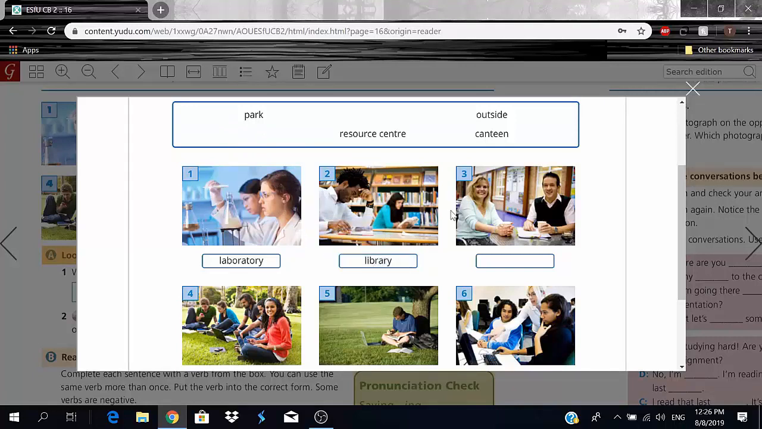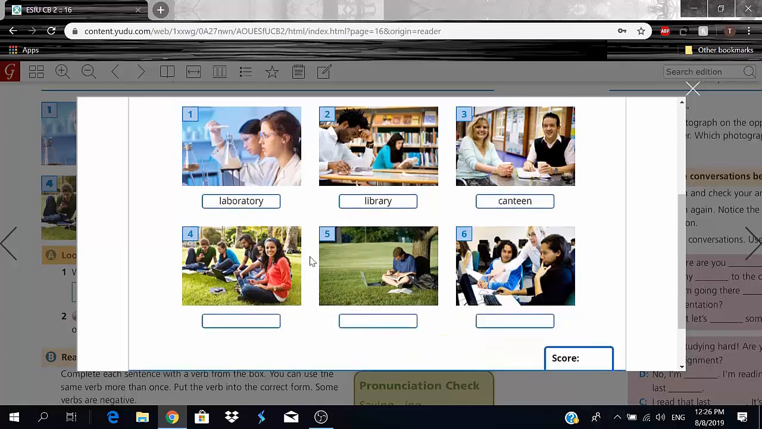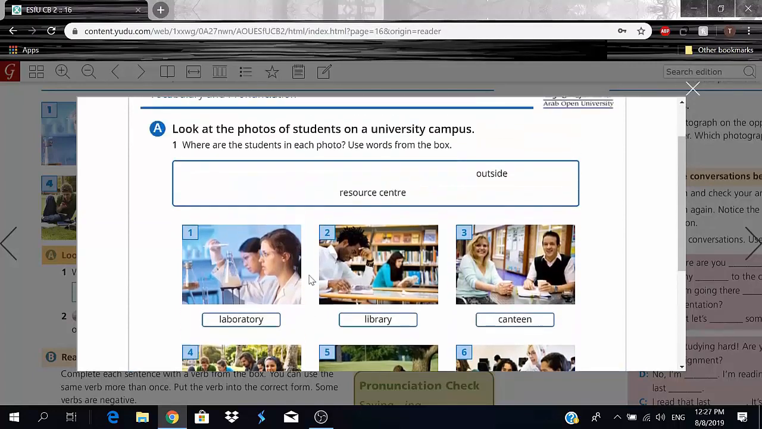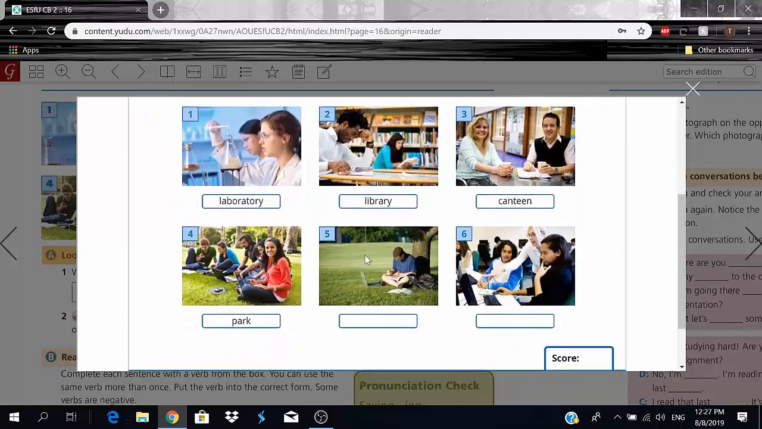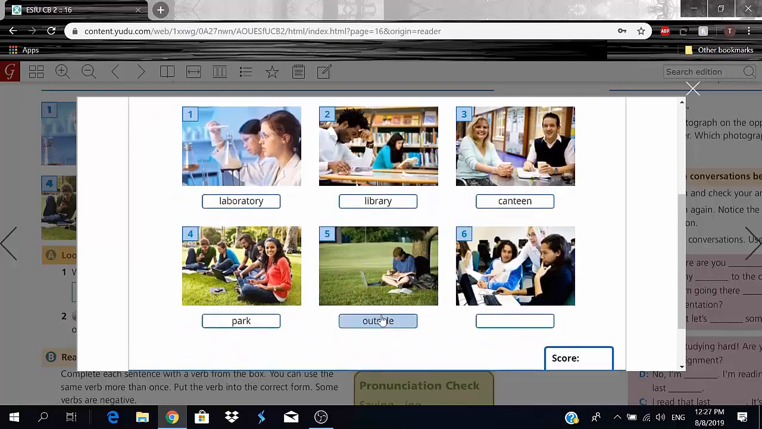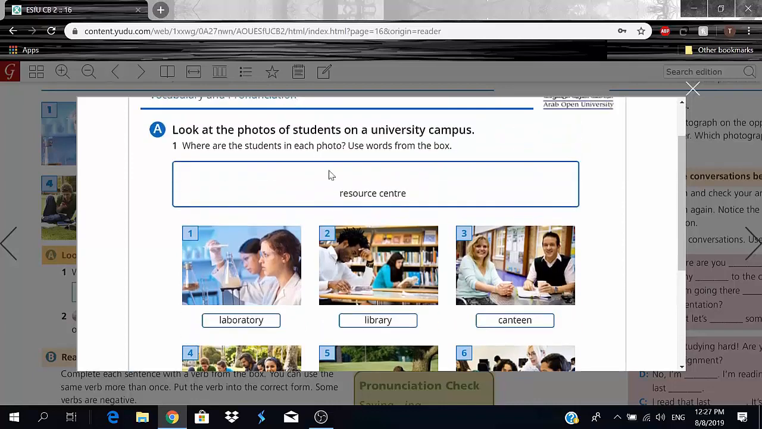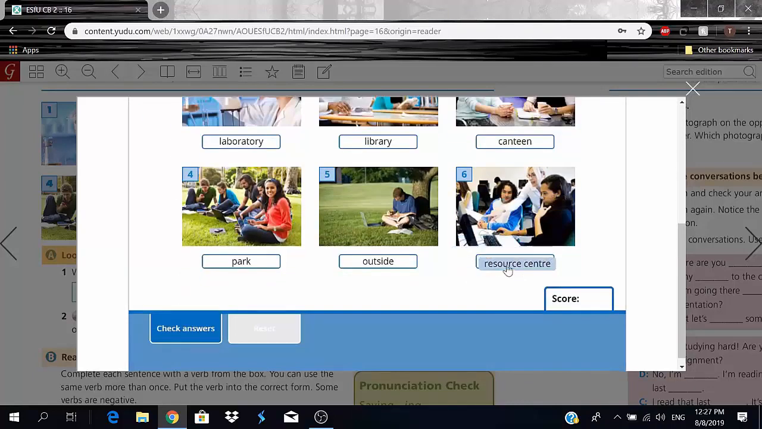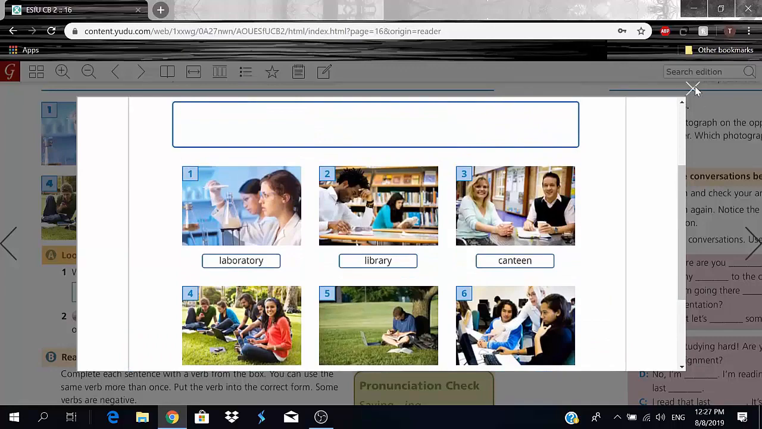Number 3, this can be a little bit tricky. It seems that they're in a cafe or a canteen sort of place, so we'll just say canteen. Number 4, obviously, they're at the park or outside. So park or outside works as well. And 5, we can say park or outside as well. So both are correct. And finally, number 6, resource center or computer room. So both work as well. Okay, simple stuff. Now let's move on.